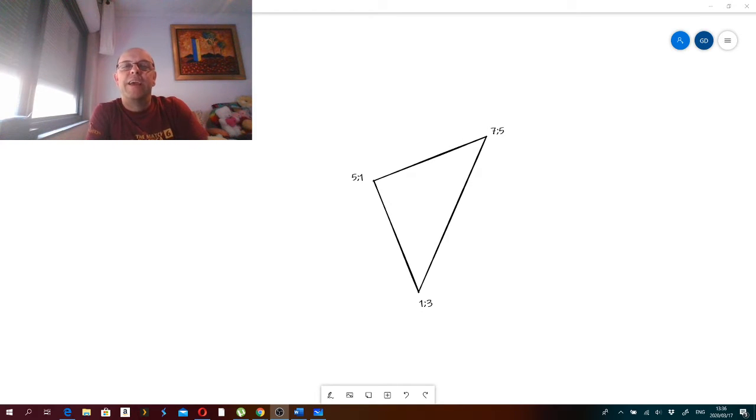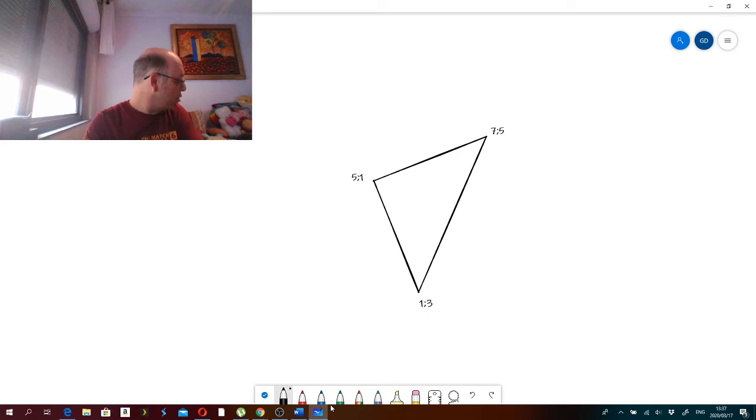Right, good morning. We're going to continue exercise 9b and do question 4. Question 4 says that we have a triangle with the following 3 points: (1, 3), (5, 1) and (7, 5). We can have a look here quickly.